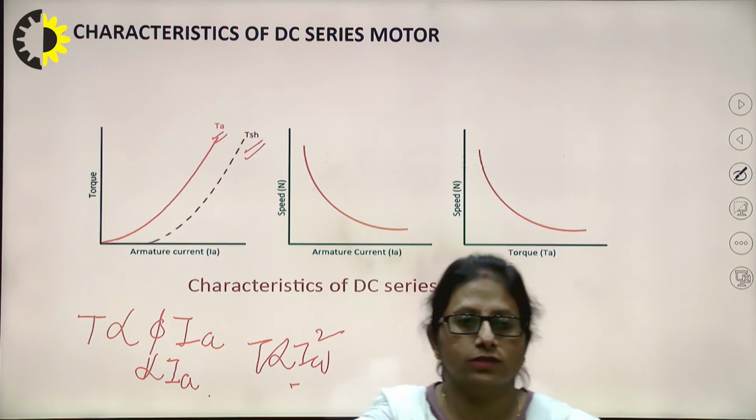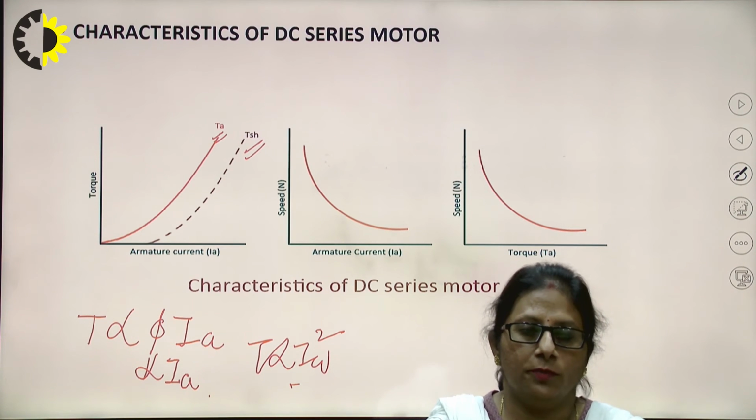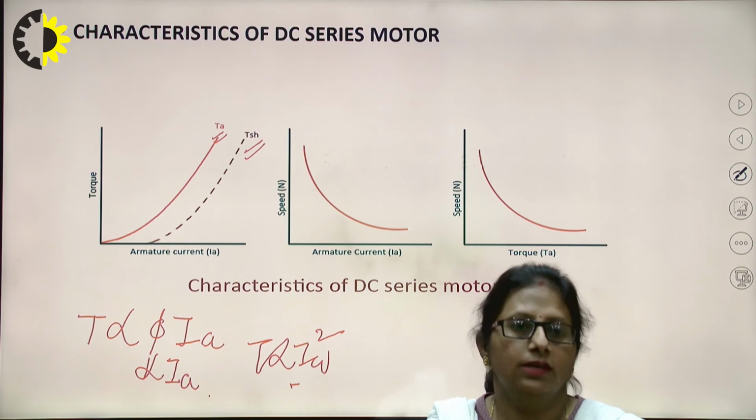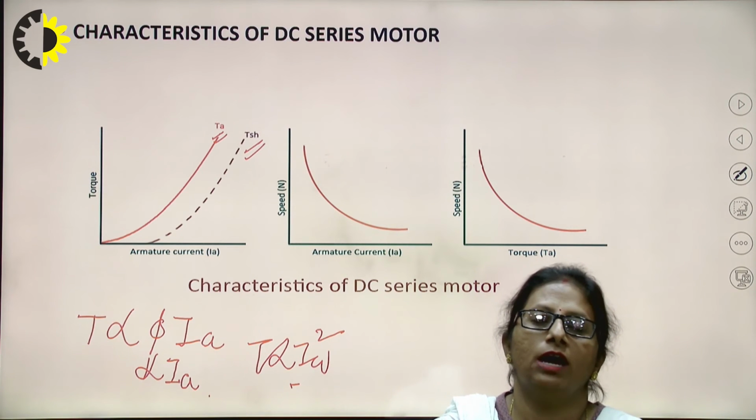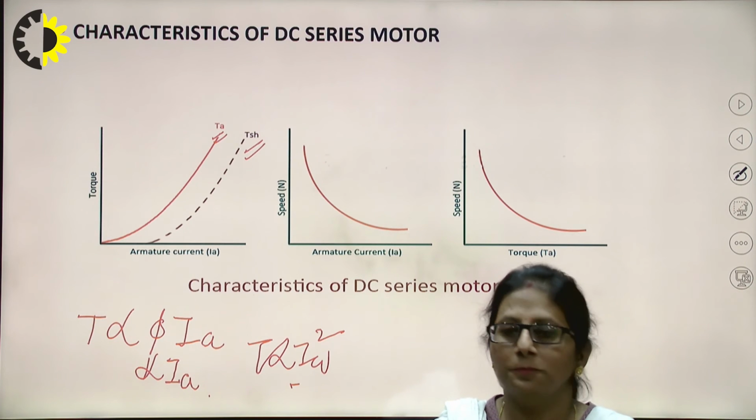Obviously, the shaft torque is the torque which is available at the shaft, which is lesser than the armature torque because of the stray losses. You have a lesser amount of torque available at the shaft compared to the armature torque.